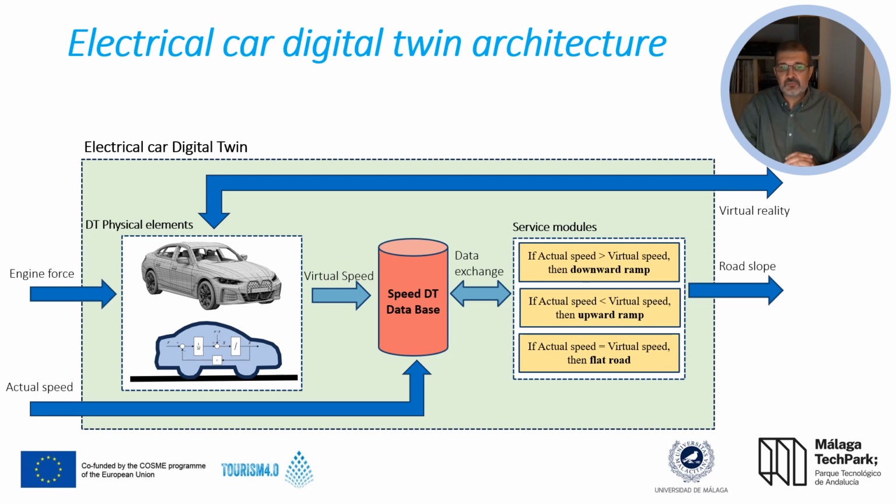In this case, the service model is devoted to computing the road slope of the car. Then, if the actual speed is greater than the virtual speed, then it is a down ramp. If the actual speed is less than the virtual speed, then it is an upward ramp. And if the actual speed is equal to the virtual speed, then it is a flat road. Then the exit of the service model is the road slope, as well as the virtual reality of the car that will be used in order to simulate the car in the virtual world.